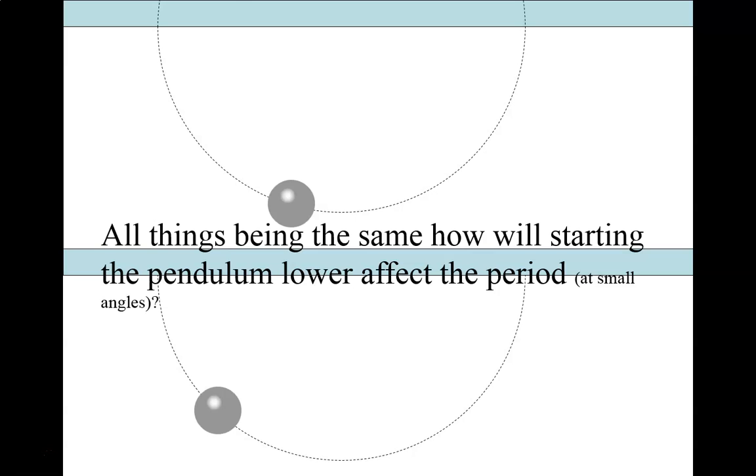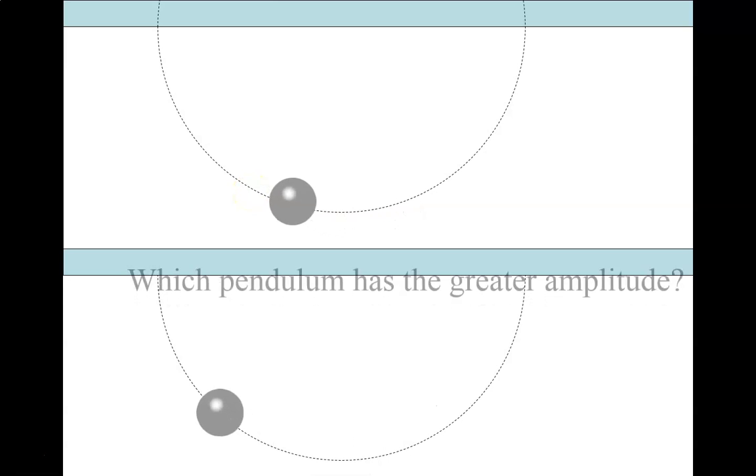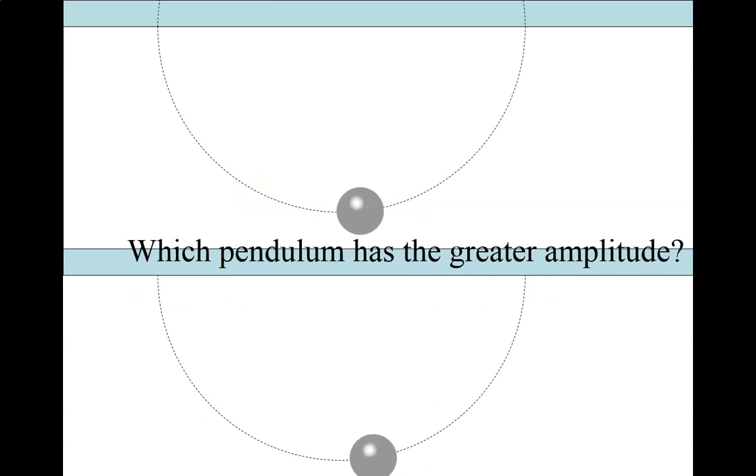So was the period affected by having small angles, increasing the amplitude of the swing? Well, at small angles, you probably didn't notice a difference. Like 5 degrees, 10 degrees, 15 degrees, maybe even 20 degrees. There probably really wasn't much of a difference noticeable. So increasing the amplitude at smaller angles doesn't affect the period. So it behaves like simple harmonic motion at small angles.